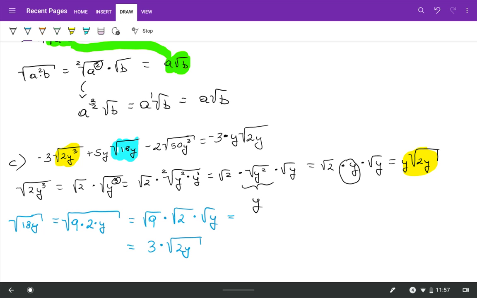So like you see, at this moment we know that we will be able to simplify this problem C, but we need to change each radical to have only 2y under the radical. So going back to this problem, that square root of 18y, we're going to replace with 3 square root of 2y. So let's just continue. That will be here plus 5y times 3 square root of 2y.